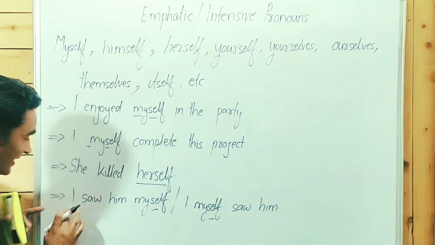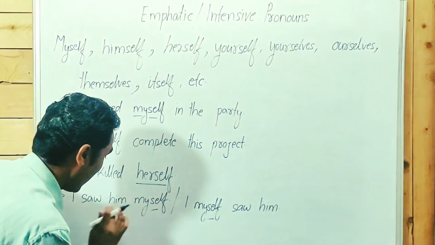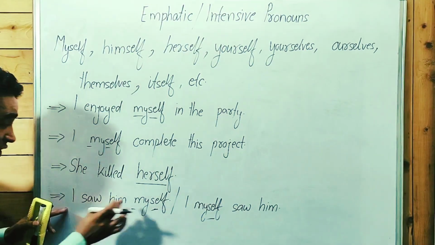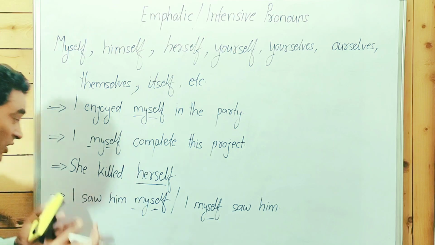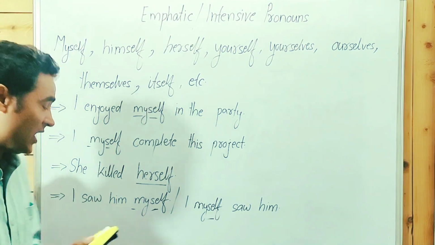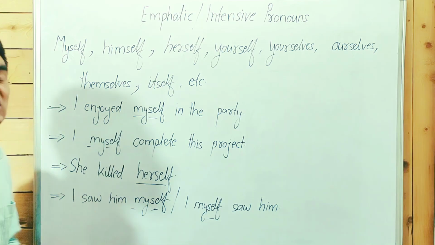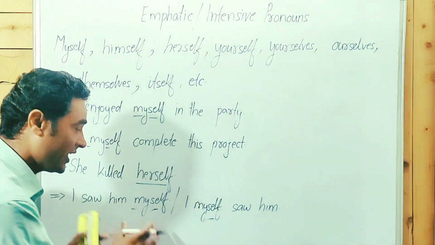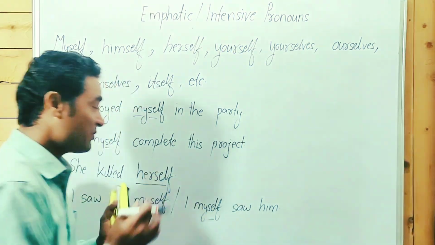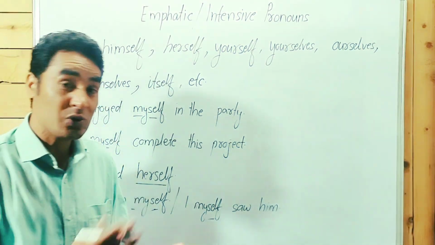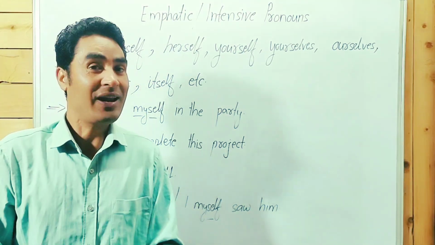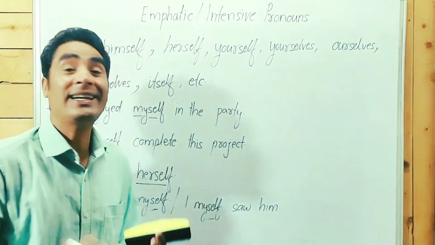And in this sentence, I saw him myself, myself at the end of the sentence. Self pronoun has not been used in this sentence after a verb, so that's why this is not a reflexive pronoun. I myself saw him. Self pronoun has been used in the sentence after the subject. It means it's not a reflexive pronoun. So this is an intensive pronoun.